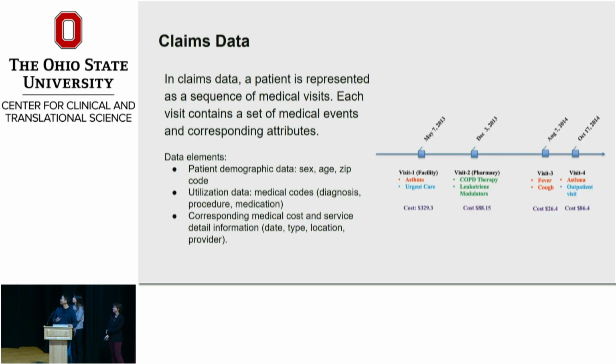And for those of you who are not familiar with the claims data, here's an example from the PFK data sets. As you can see here, a patient is represented as a sequence of medical visits. Each visit contains a set of medical claims, like the asthma, the urgent care, the procedure, medication, and the corresponding attributes, like the place of service and the cost.